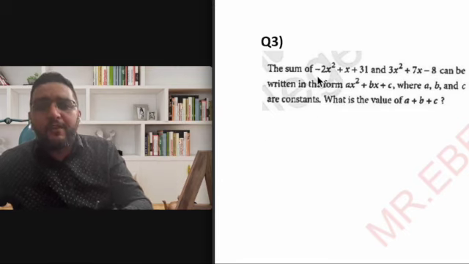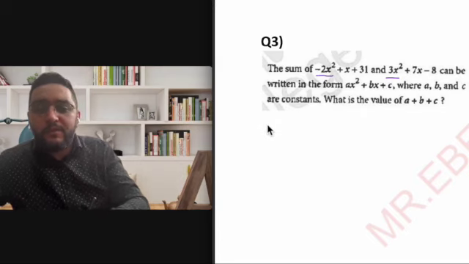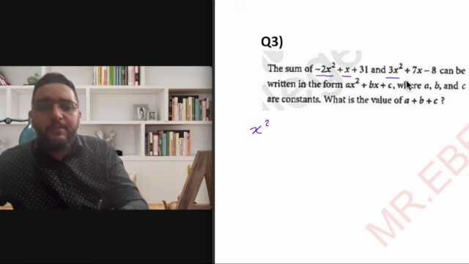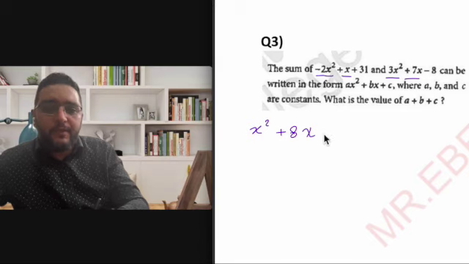First of all, you will collect the like terms. You have negative 2x squared and 3x squared. Their sum equals x squared, as you know that negative 2 plus 3 equals 1, so it will be 1x squared, which is x squared. Okay. Then you have x plus 7x, so their sum equals 8x. And 31 minus 8 equals 23.